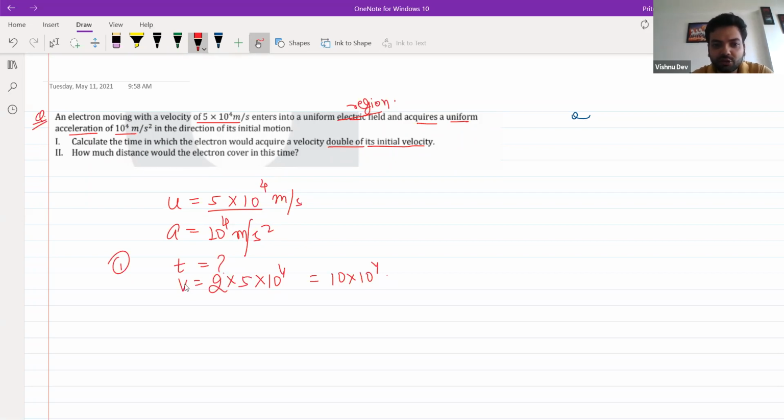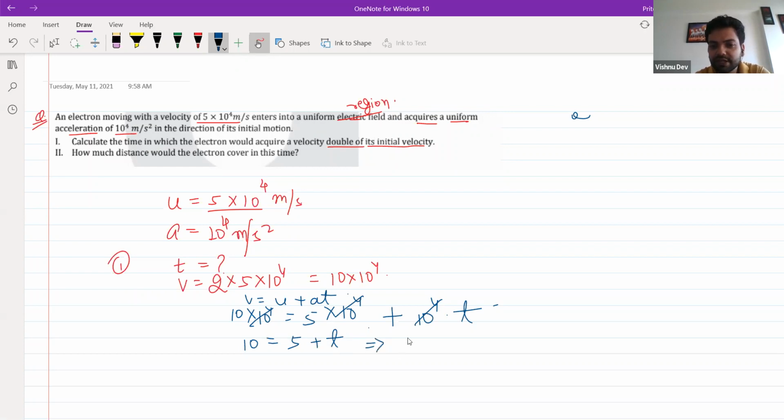Okay. So how will we find time? We have all these variables here. Let us connect them using the very simple V equals U plus AT. So let's put the values: 10 into 10 to power 4 equals U as 5 into 10 to power 4 plus AT. A is 10 to power 4 times T. So you can see 10 to power 4 is on all the sides, so I'll just cut them. So I'll write 10 equals 5 plus T. Right? So this will give us T as 5 seconds. Yes, 5 seconds is the correct one.